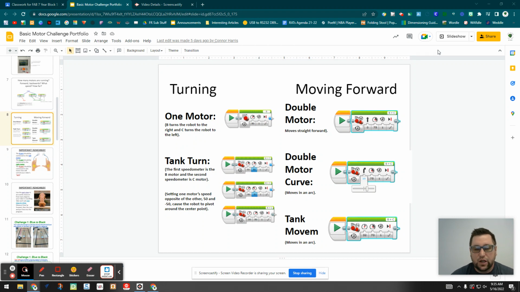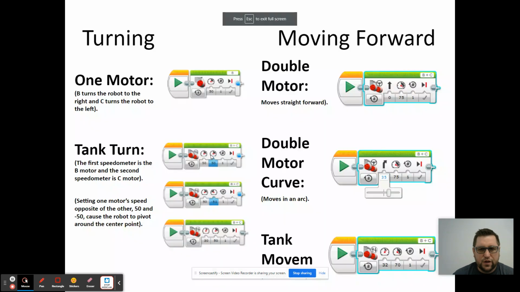So this one I just want to get into the turning and moving, how to use the different blocks in different ways, okay? So I'm going to go ahead and full screen this here.